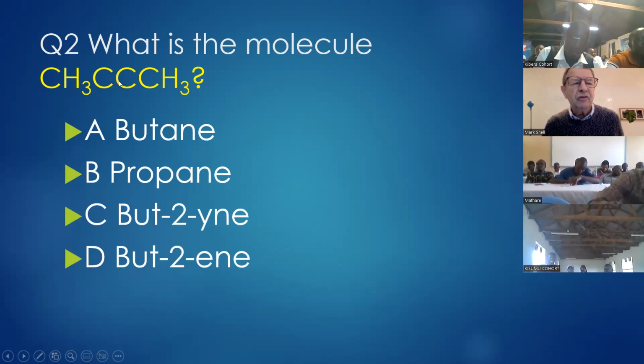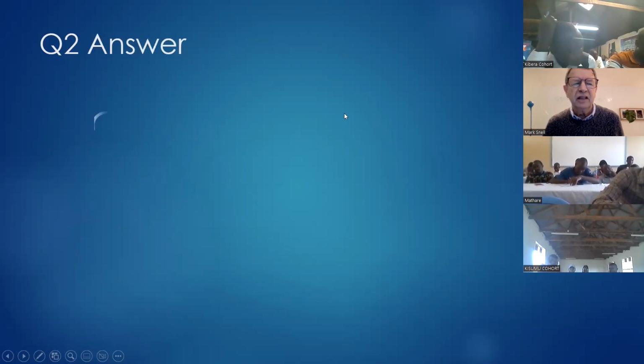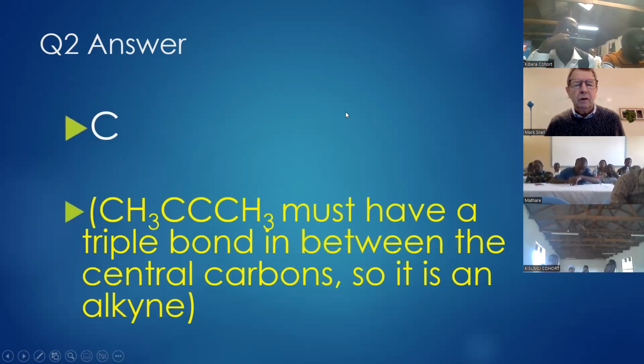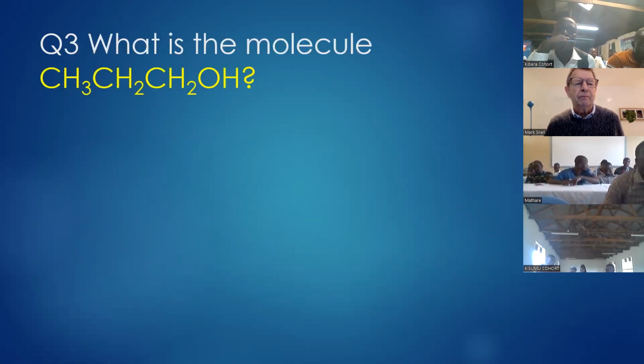If we actually drew them out, the CH3 is only attached to this carbon by 1 bond, and that by 1. So between these two there must be 3 bonds, and therefore the answer is -yne. It's an alkyne. It's good to have an explanation which shows that there is a triple bond here, so it's an alkyne.